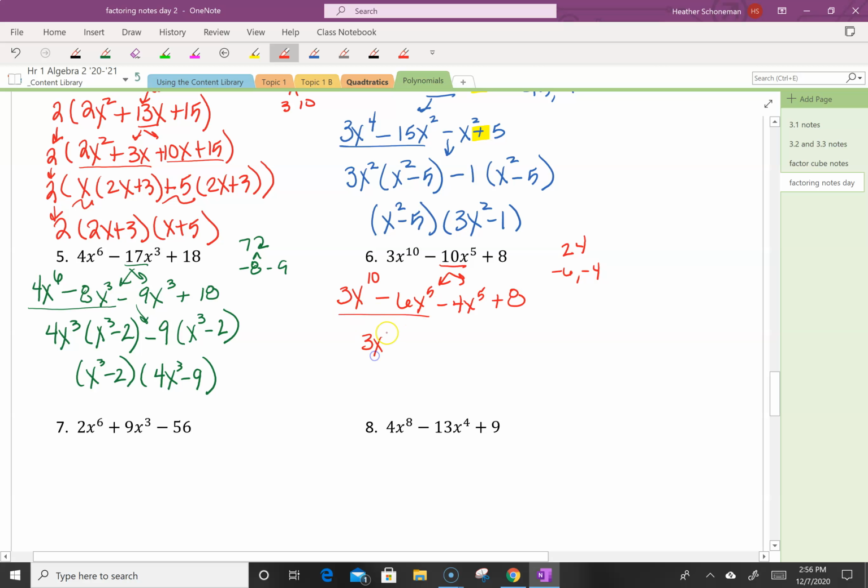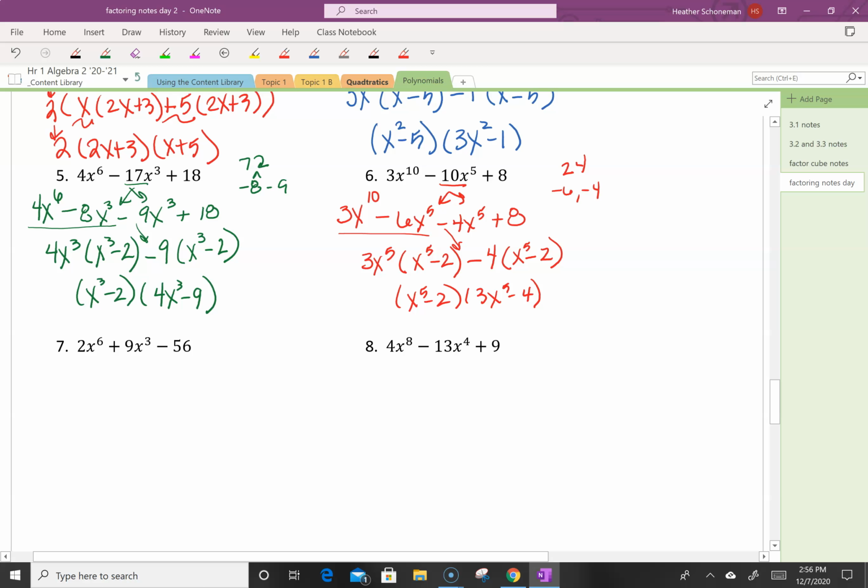Here I can take out 3x to the 5th. That leaves me with x to the 5th minus 2, minus, because I copy that sign down. Here I can take out a 4, but it's really a negative 4, so it's going to change my sign. So I have x to the 5th minus 2. Rewrite it. Now I can check, but 5 isn't divisible by 2 or 3.